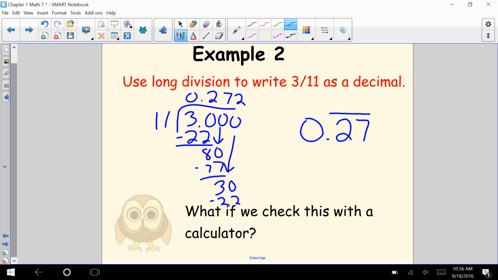If I were to check this with a calculator, so in my calculator I plug in 3 divided by 11. It's going to say something like 0.272727273. Your calculator is going to round that last number to make it fit. So you have to be careful if you're ever checking this with a calculator. This is actually meaning a repeating decimal, and it just rounded at the end.